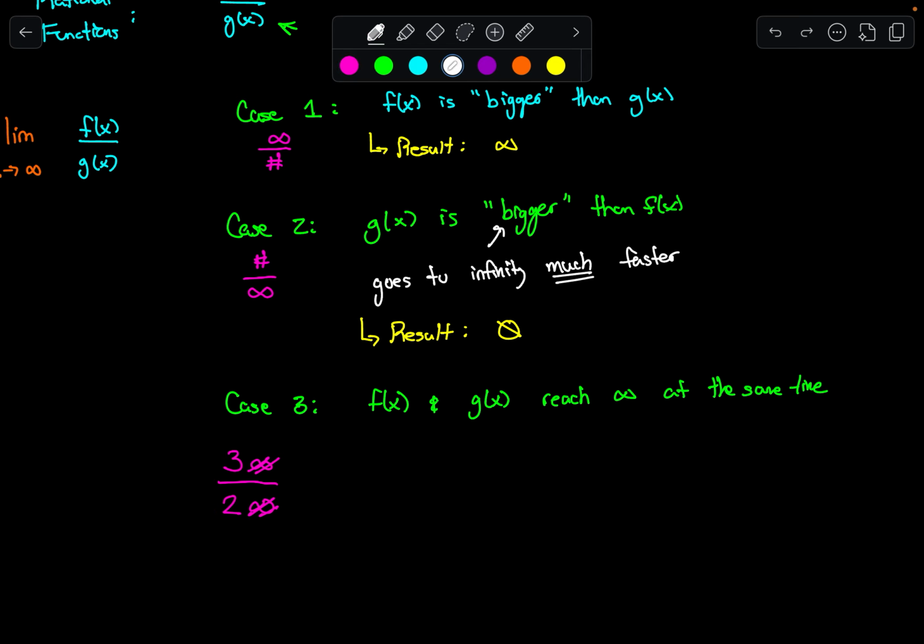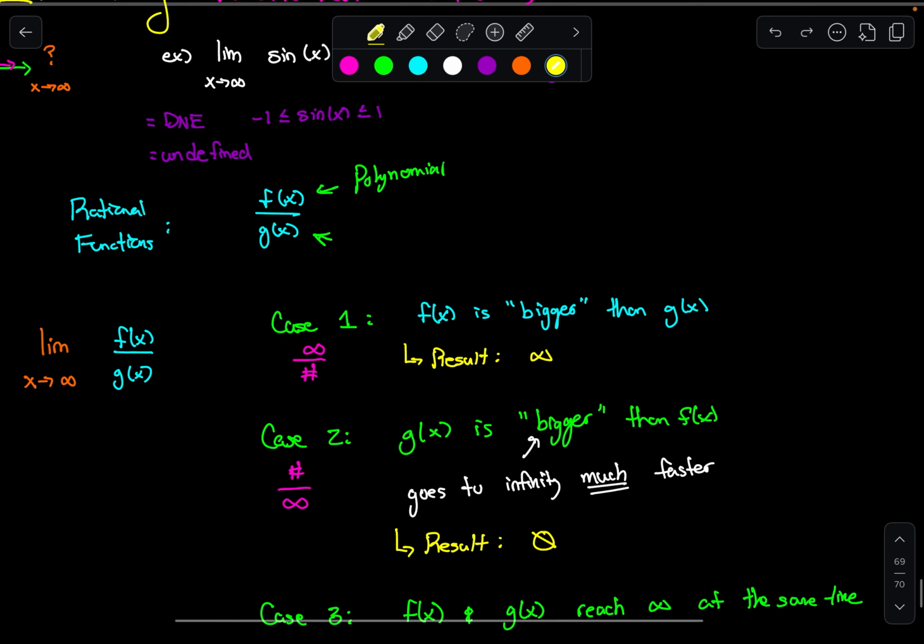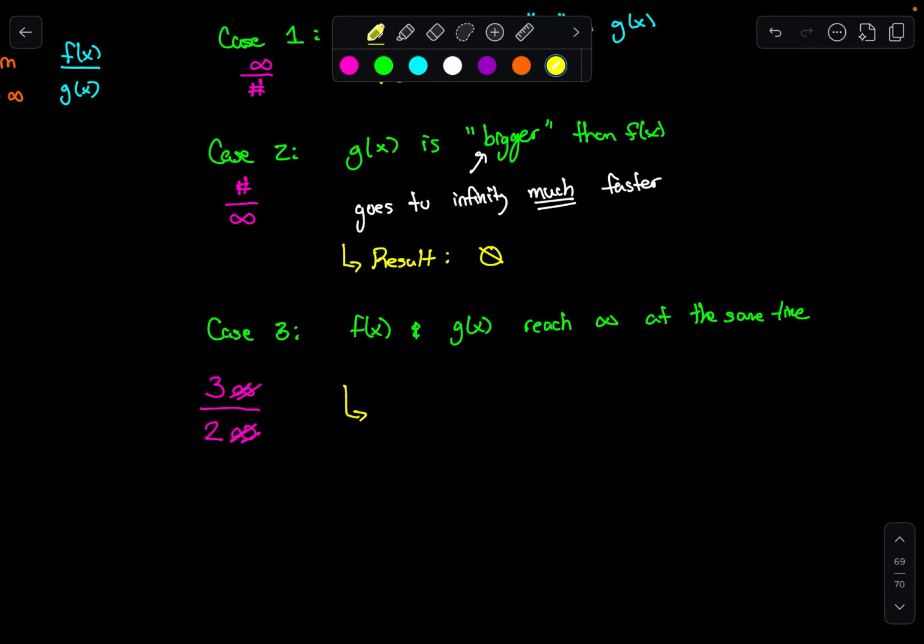And so the idea here is that the result varies. The result varies, and it depends on the specific coefficients.